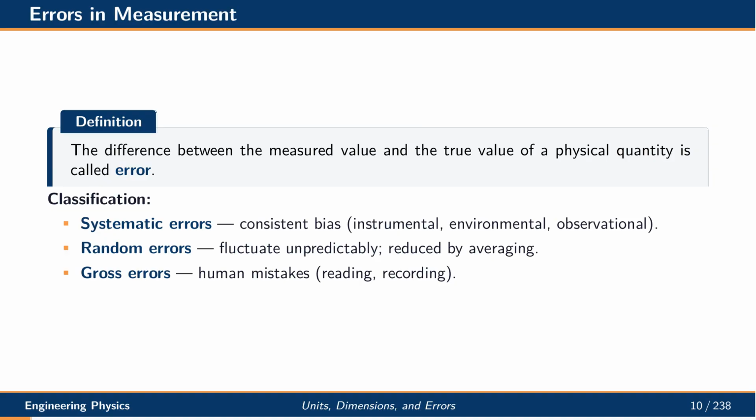An error is the difference between the measured value and the true value of a physical quantity. Errors are broadly classified into three categories. Systematic errors arise from consistent bias, often due to instrument calibration, environment, or observer habit. Random errors fluctuate unpredictably and can be reduced by averaging many measurements. Gross errors are human mistakes in reading or recording the data. Understanding these categories is essential for assessing the reliability of measurements.